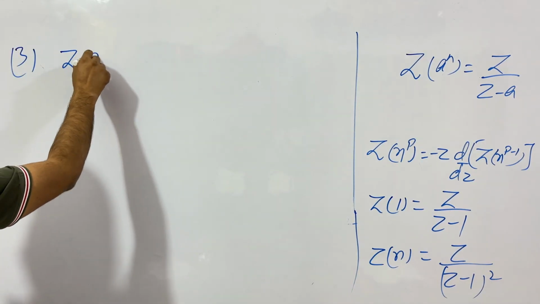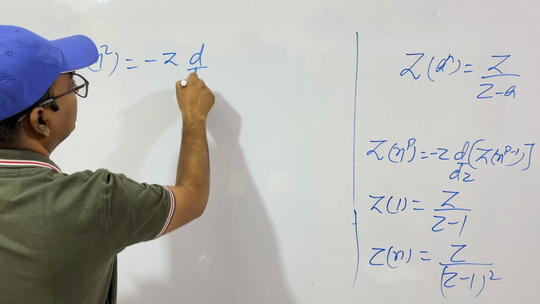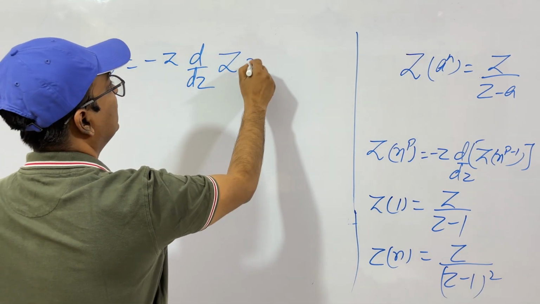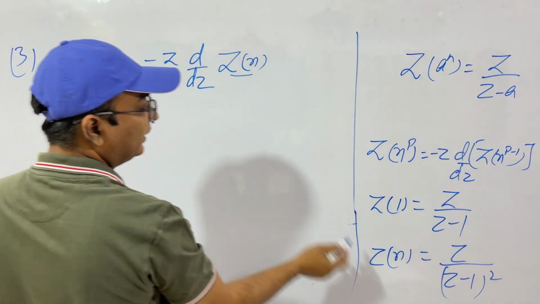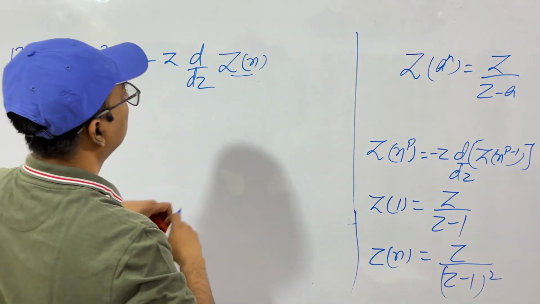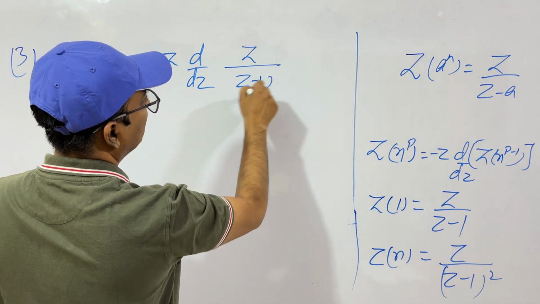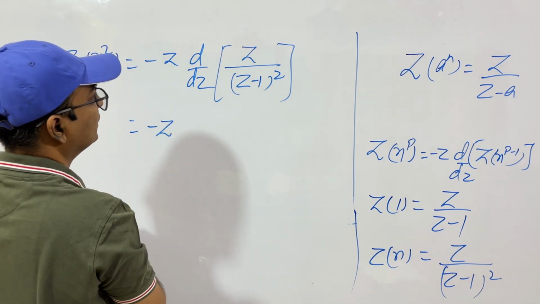Let's see, we want to know Z of n squared. So this will be minus z d/dz of Z of n to the power 2, which is Z of n, 2 minus 1, 1. You know Z of n is this, so this is actually d/dz of z/(z minus 1) squared. You can take the differentiation, so that is minus this.